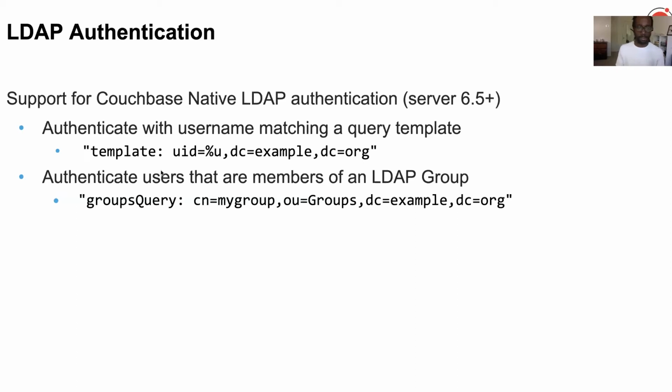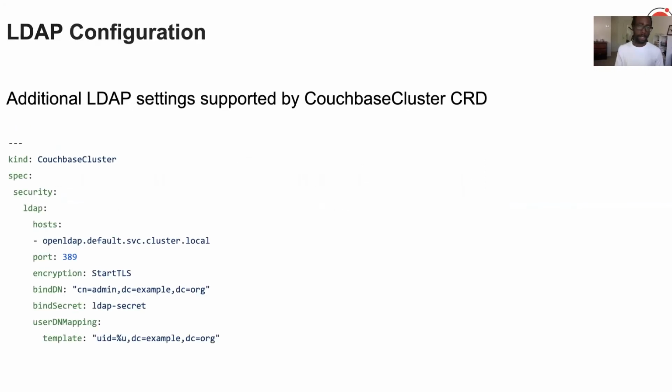Another way that's better for scaling is to authenticate users that are members of an LDAP group. So you can do a group query, and this will allow you to authenticate all users that are members of this particular LDAP group.